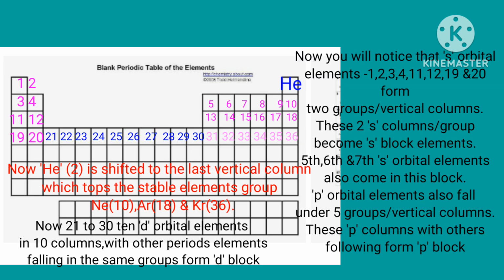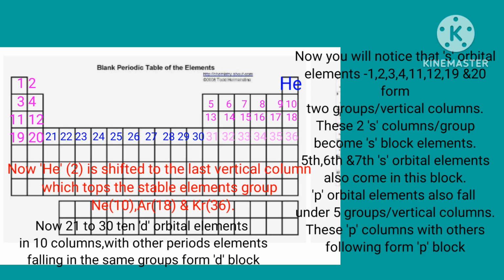Now you will notice that s orbital elements 1, 2, 3, 4, 11, 12, 19 and 20 form two groups, that is, come under two vertical columns. These two s columns or groups become s block elements. 5th, 6th and 7th period s orbital elements also come in this block. P orbital elements also fall under 5 groups, that is 5 vertical columns. These p columns with others following form the p block.